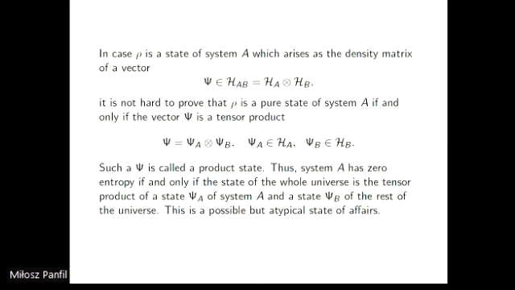Now, if rho is a state of a system A that arises as a density matrix of a vector that describes the state of the whole universe, it's not hard to prove that rho is a pure state of system A if and only if the vector is a tensor product. So if psi happens to be the tensor product of a vector in H_A with a vector in H_B, then rho has rank 1 and entropy 0. Psi is called a product state. So system A has 0 entropy if and only if the state of the whole universe is the product of a state of system A and a state of the rest of the universe. That's possible, but highly atypical.